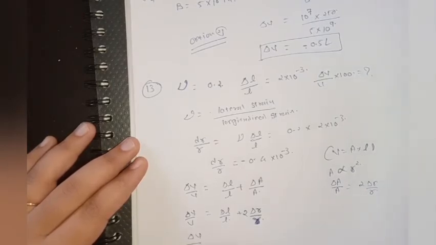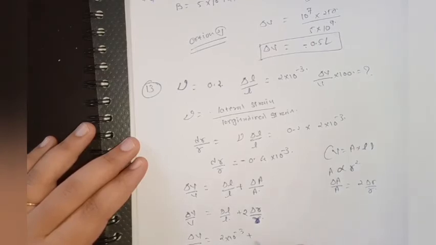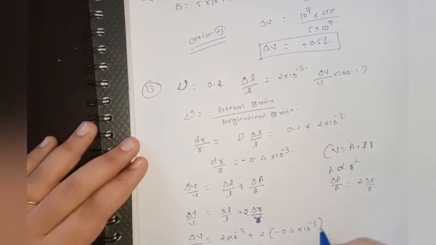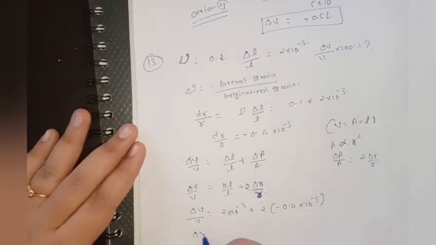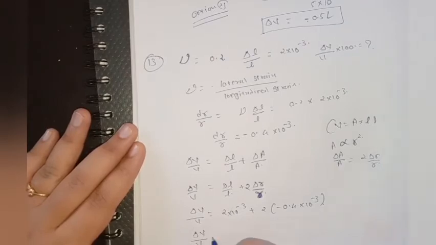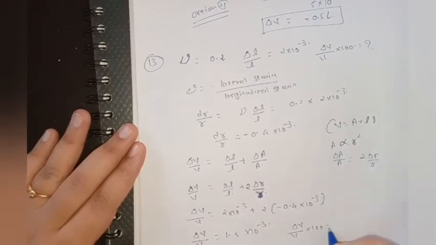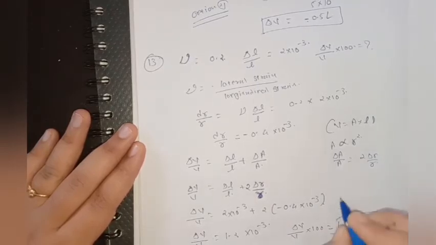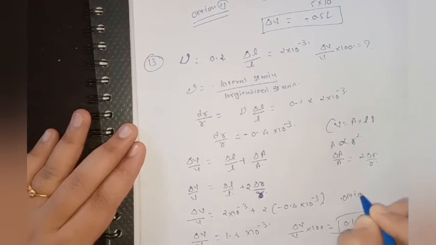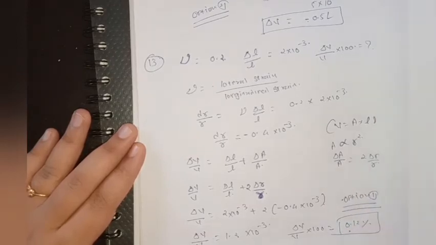So delta V by V can be written as 2 into 10 power minus 3 plus 2 into minus 0.4 into 10 power minus 3. Simplifying this, we will get delta V by V equal to 1.2 into 10 power minus 3. So percentage change in volume will be 0.12%. So option 1 is the correct option.